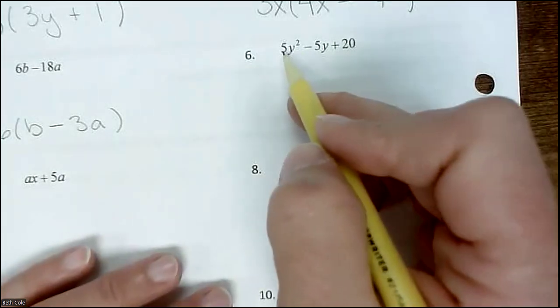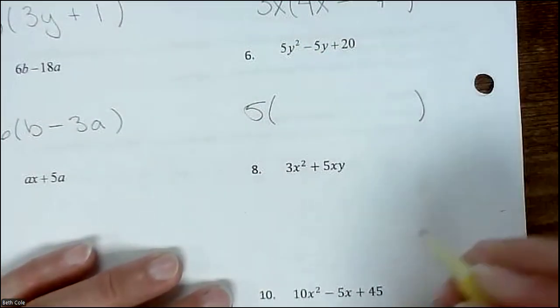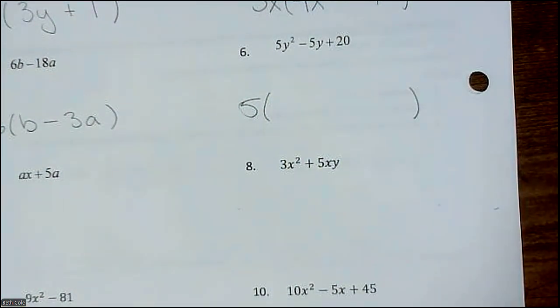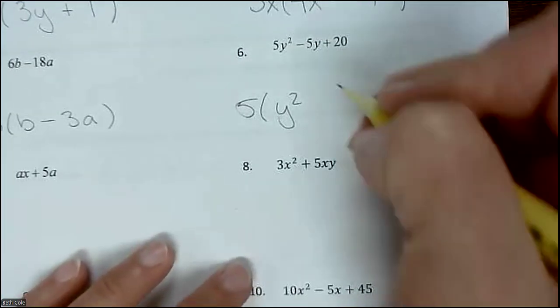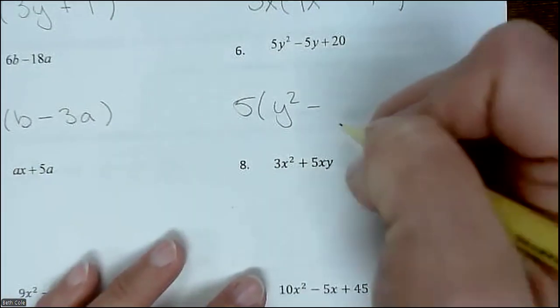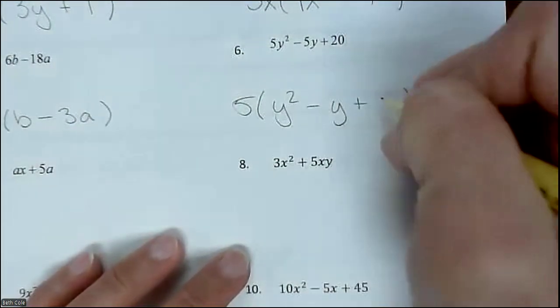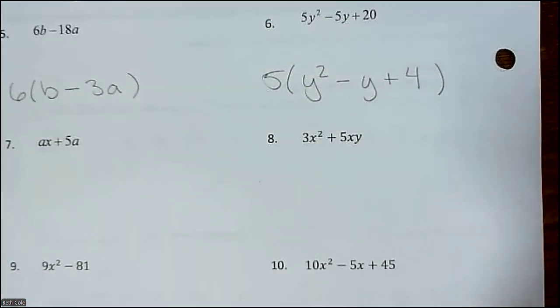All right, how about this one? What can you divide out of all of these? 5. You guys are getting the hang of this. This is good. So you're going to divide all 3 of them by 5. So 1y squared, or just y squared, minus 1y. Good. 5 divided by 5 is 1. Plus 4. Good. 20 divided by 5 is 4. This is going well. You just have to listen to me.